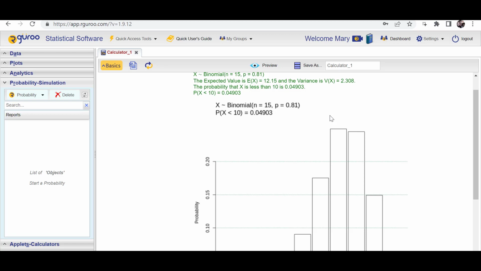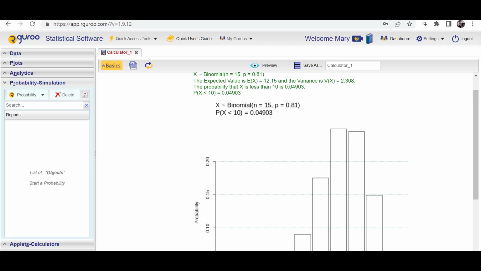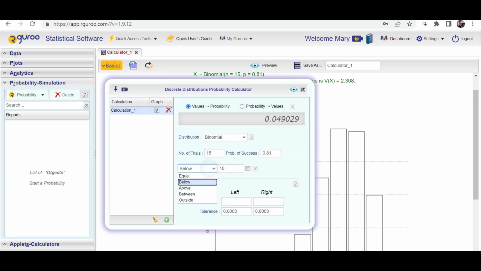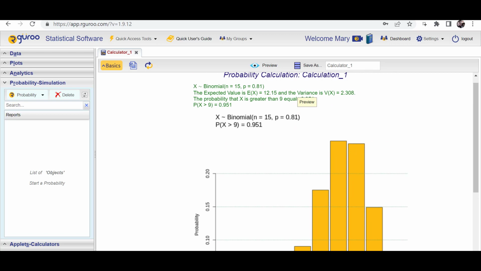What's the probability of more than 9? More than 9. There you go. Probability of more than 9. All right, so we're going to change this to above 9, and it doesn't include 9. More than 9 would be 10 and above. It's shaded correctly. We get 0.951, and then I'll just add a 0 on the end to round to 4.